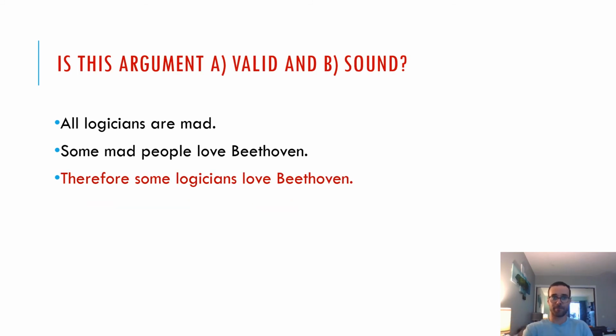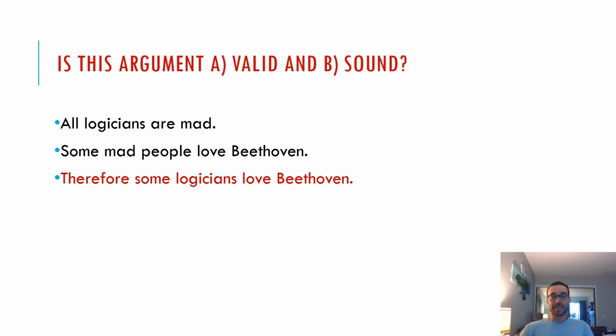Let's try another. All logicians are mad. Some mad people love Beethoven. Therefore, some logicians love Beethoven. A logician is just someone who studies logic. If you'd like to figure this out on your own, please pause the video now. If you answered that this argument is invalid and therefore unsound, you are correct.